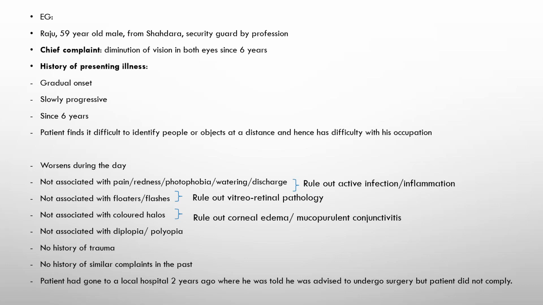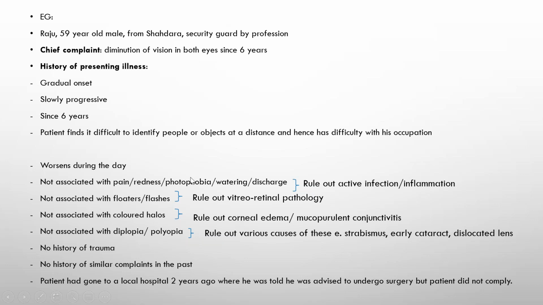Then if we ask him, okay, do you have history of diplopia and polyopia, and he refuses, then you rule out a lot of other set of disorders like strabismus, early cataract, and dislocated lens, which would probably lead to these factors. Then you ask him for history of trauma, because traumatic cataract is an entity altogether. And he goes like, no, we don't have history of trauma. There is no history of similar complaints in the past. And he says that, okay, I'd gone to a local hospital 2 years ago, where he was told that he has to undergo surgery, but he did not comply.